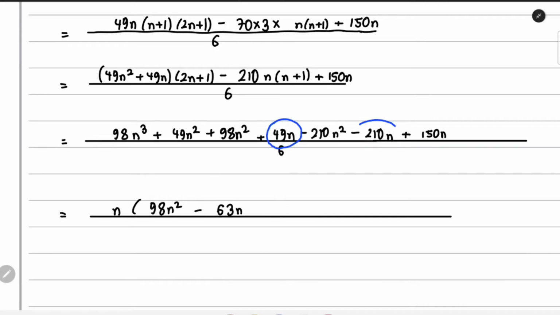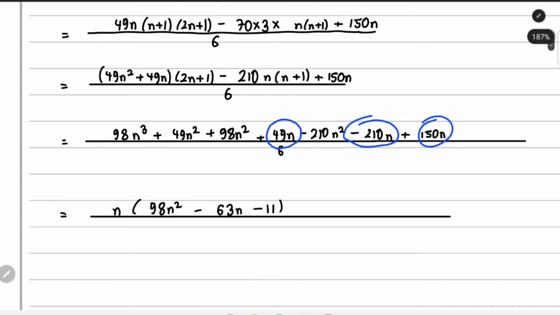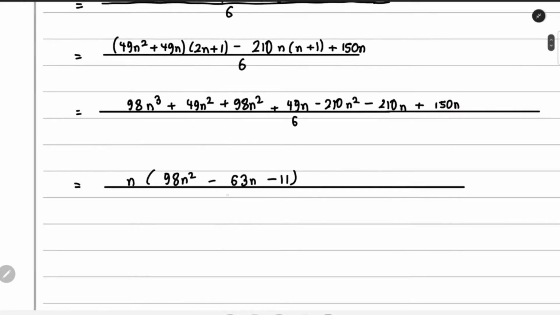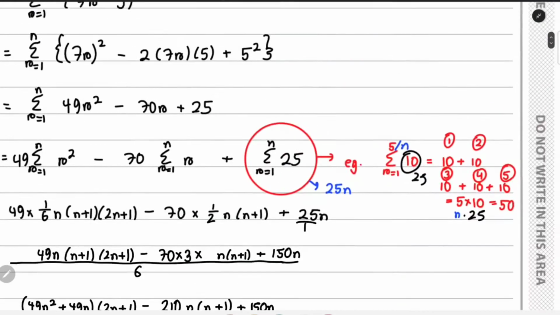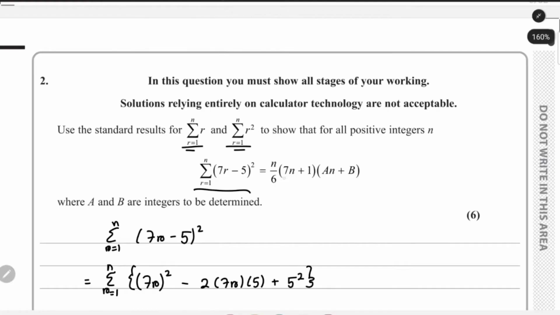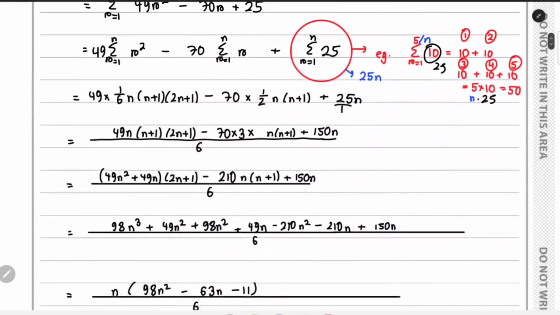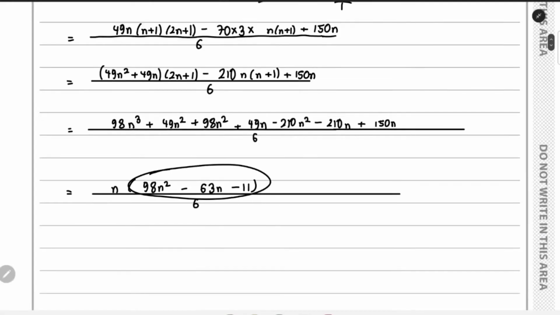my plus 49n minus 210n plus 150n. If I calculate this, this will come out to be minus 11. So this is our term over here, and this is divided by 6. Now I have to show that this is 7n plus 1. So 7n plus 1 is a factor of this thing over here.